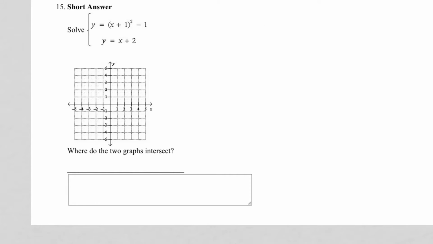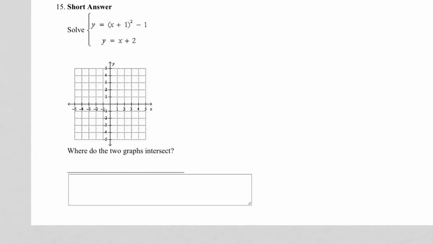Okay, last problem in this review. It says solve this system. There's two functions here. One is a parabola, the other one is a straight line. Okay, so be careful with these. Graph them both, graph them separately. What you need to find is where the two graphs intersect. Okay, so let's start with the parabola.